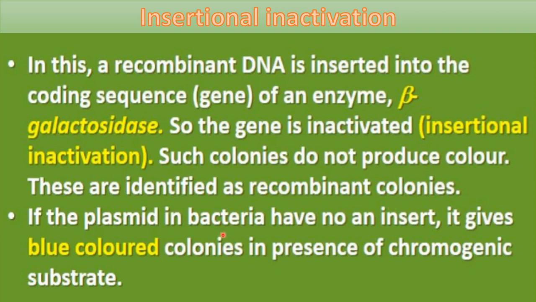If the plasmid in bacteria has no insert, it gives blue colored colonies in the presence of chromogenic substrate. Chromogenic substrate is lactose here, okay. Now, due to breakdown of lactose, the enzyme is producing blue color. That's why that is called chromogenic substrate.